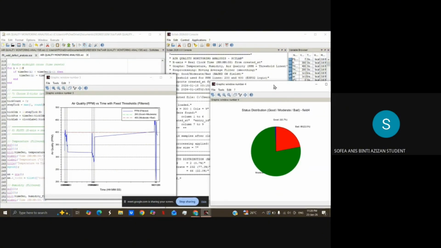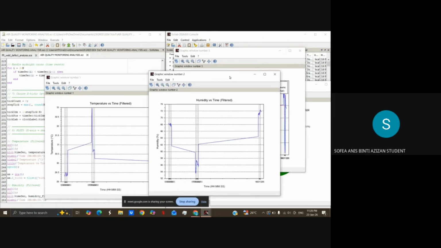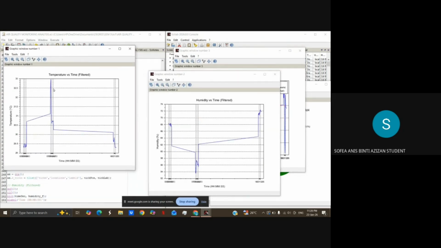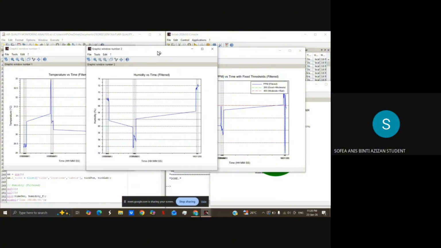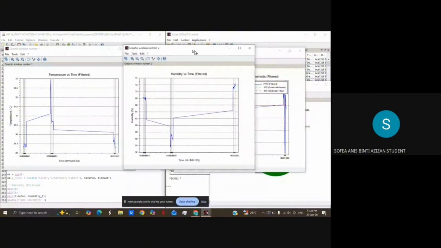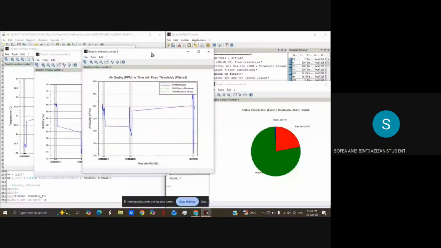Okay, as you can see, there are 4 tables. The first table is temperature versus time. The second is humidity versus time. From the system, it is already filtered, so there is no sudden spike. Graph number 3 is air quality ppm, which has also been filtered, so there is no sudden spike here. As you can see, the threshold appears, but only for bad, because good to moderate is 200, right? So it is inside the line here.